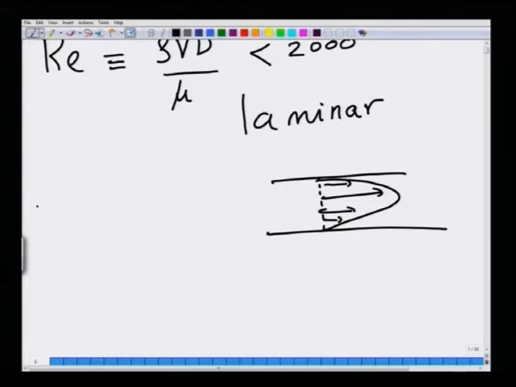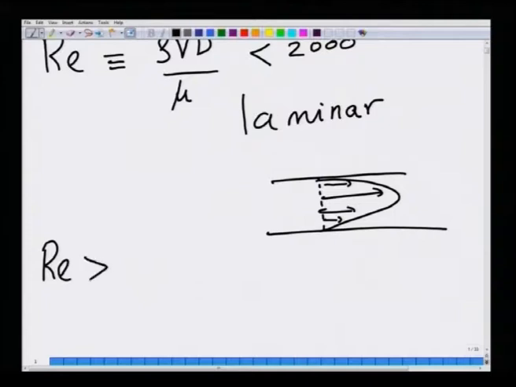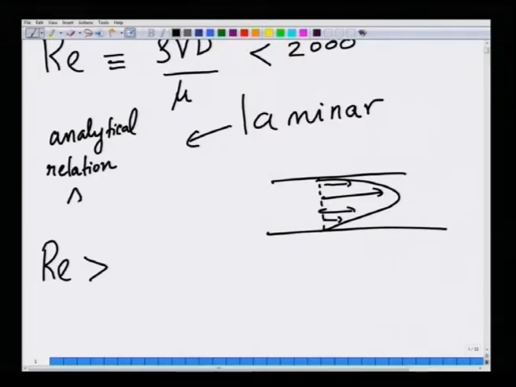We also mentioned that when the flow is laminar, there is an analytical relation that exists between the pressure drop and the volumetric flow rate. That is a very simple expression that we wrote down in the last couple of lectures.